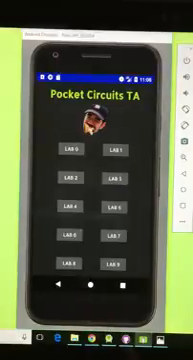We think Pocket Circuit CA is very user-friendly and will be helpful to instructors, undergraduate TAs, and especially to students.